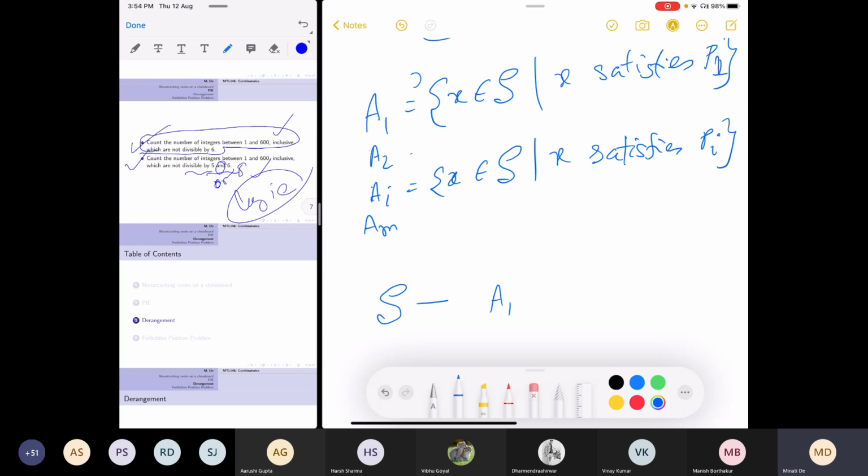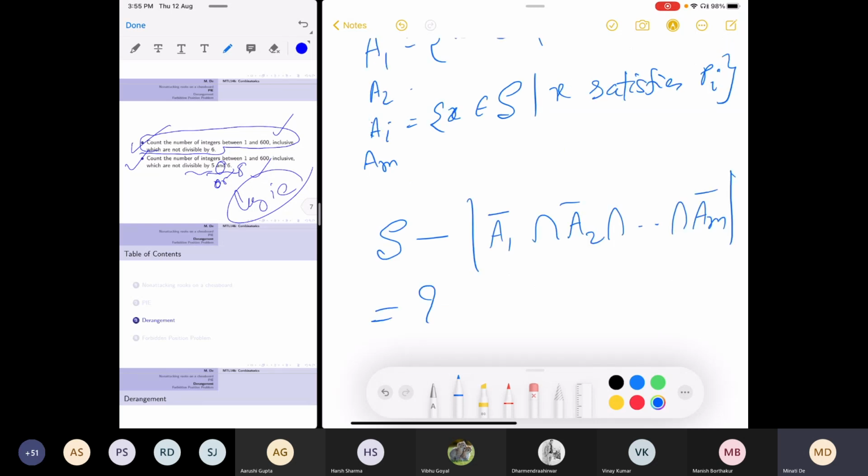I am interested to know, let's say, A1 complement. What is the meaning of A1 complement? A1 complement means those elements in your universe, here it is S, which don't satisfy property P1. Then the intersection with A2 complement, and so on up to the intersection with AM complement. This cardinality, I am interested in this number.